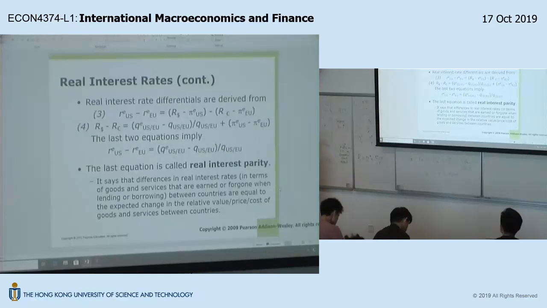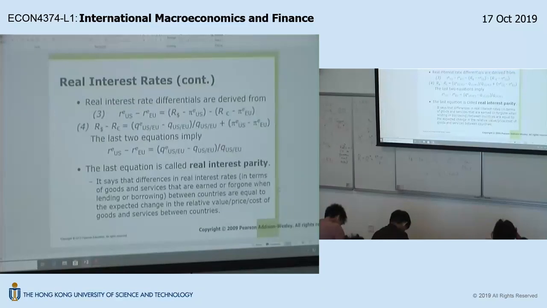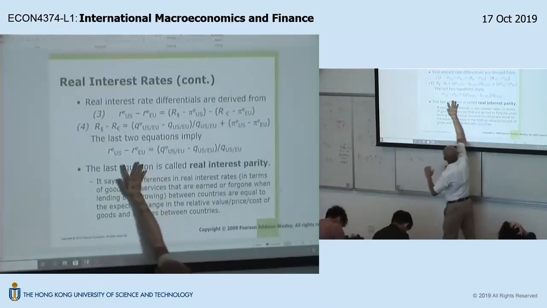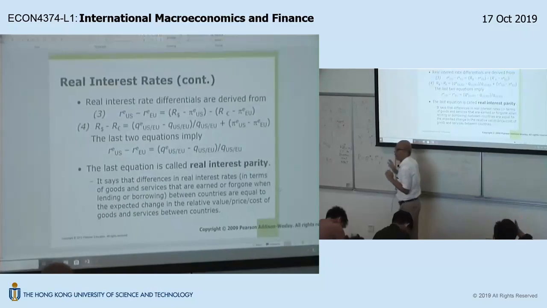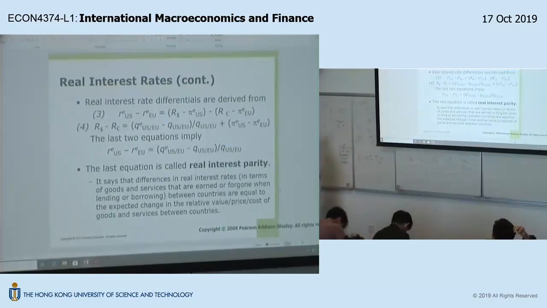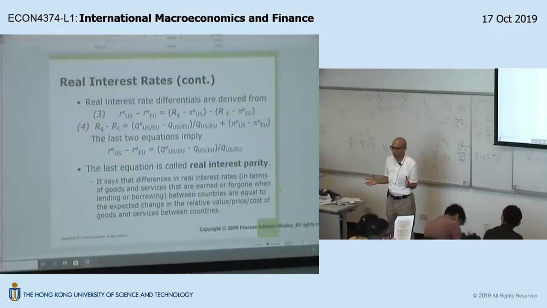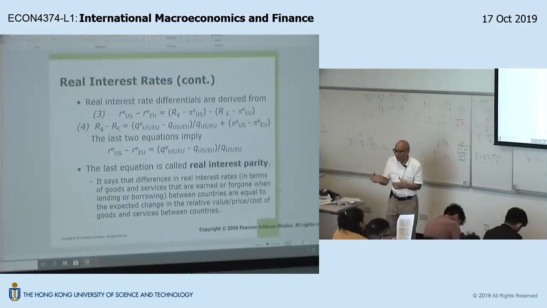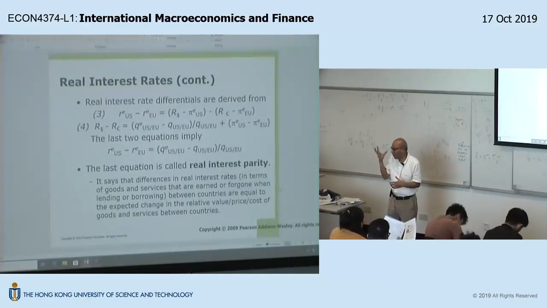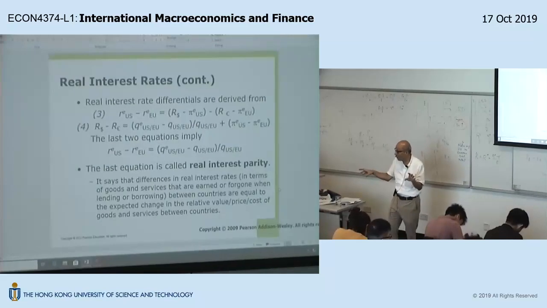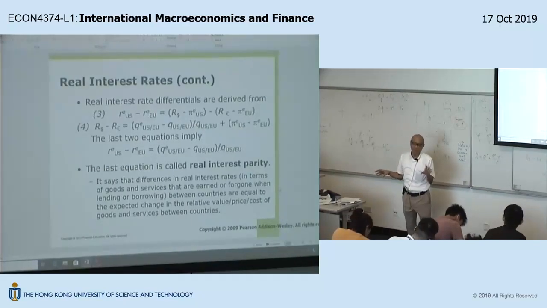So you should not expect the real interest rate to be the same across countries most of the time, because as long as Q is changing, they should not be equal. Intuition might have told you that real interest rates should be equal across countries, because otherwise people can arbitrage. You may have thought that people can arbitrage if the real interest rate is different. But actually, no.